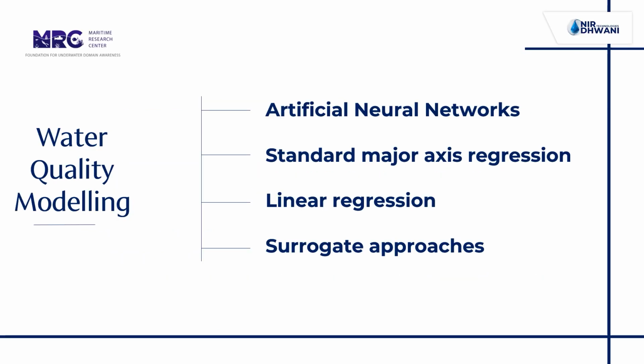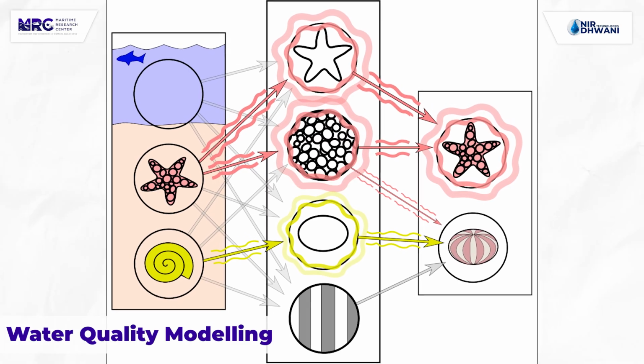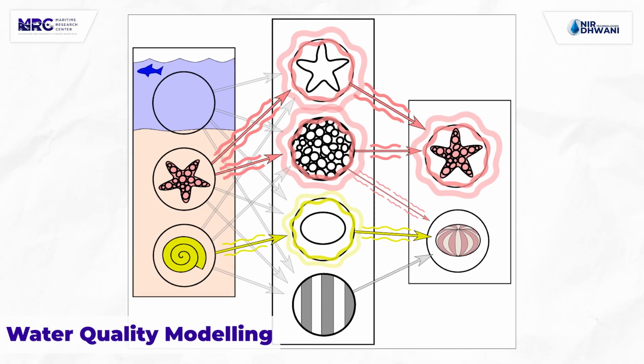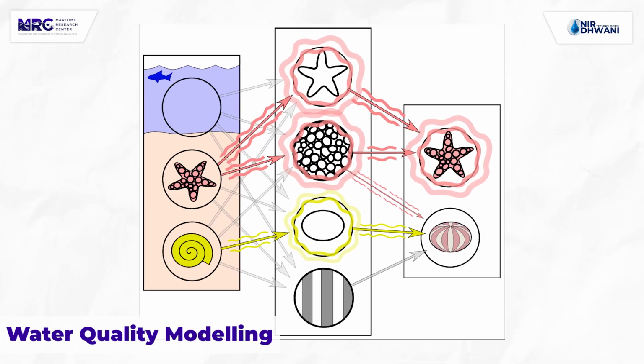So a wide range of modeling techniques have been used to describe the relationship between the sediment and the nutrient concentration and other water quality parameters. For example, artificial neural networks have been used to predict nitrate from multiple parameters like the turbidity, the nitrogen content and so on.